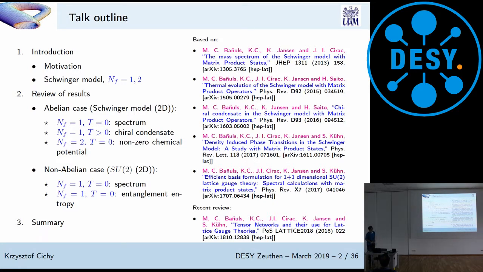Okay, so also a brief reminder of the Schwinger model, the one flavor and two flavor version, and then I will show you some results that we obtained for the Schwinger model at 0 temperature, the spectrum for the one flavor case, and the temperature dependence of the chiral condensate, and then I will move on to the two flavor case where we have the sign problem. So it's a demonstration that indeed these methods can overcome the sign problem. And then also some results in the non-Abelian case, the spectrum and entanglement entropy.